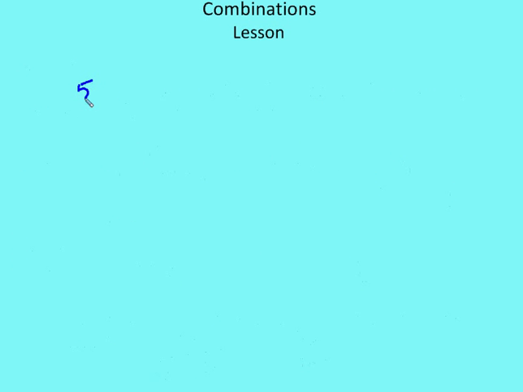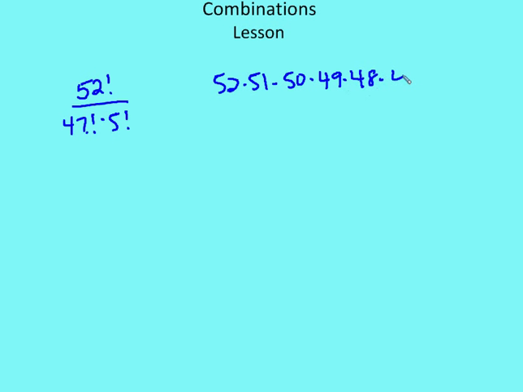So I have 52 factorial over 47 factorial times 5 factorial. Now 52 factorial is the same as 52 times 51 times 50 times 49 times 48 times 47 factorial, right? 47 factorial, 46, 45, 44, etc. And this is all over 47 factorial times 5 factorial. So I see 47 factorial and 47 factorial the same.